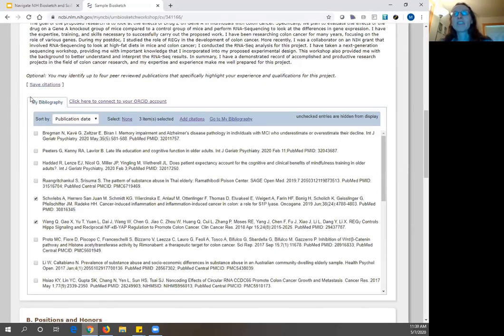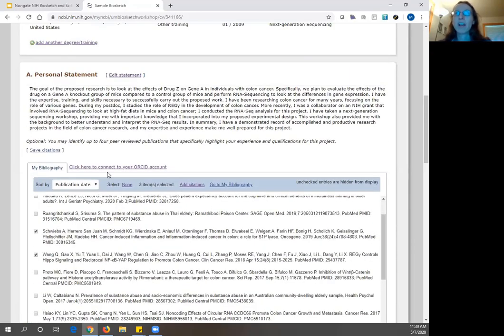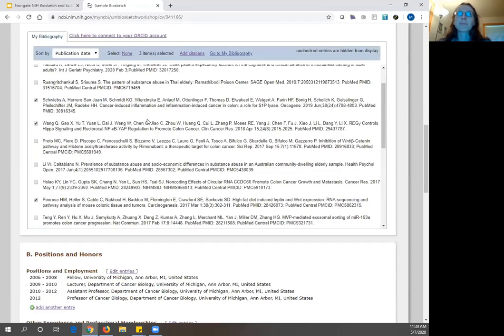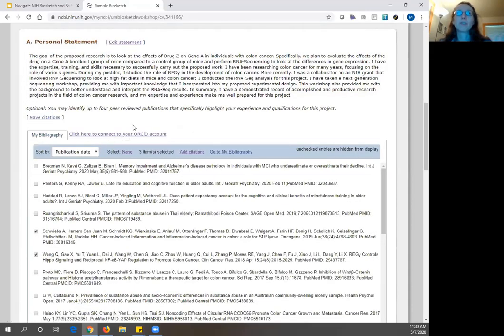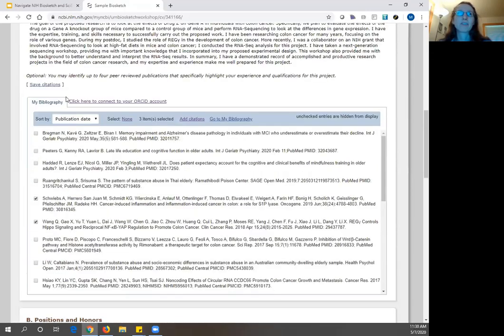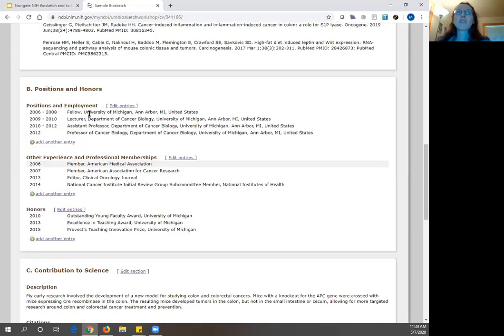When I click select citations, it has this My Bibliography tab. So what it has done here is it's pulling all the citations in My Bibliography and showing them right here. And all I have to do is check the boxes next to the ones that I want to include as part of my personal statement here. If I was linked up to ORCID, I'd have another tab for ORCID, and it would be the same thing. It would be pulling in the citations from ORCID, and I could just check the boxes next to those I'm interested in. Once done here, I'm going to click Save Citations. Then for positions and honors, I'll go to add another entry under positions and employment.